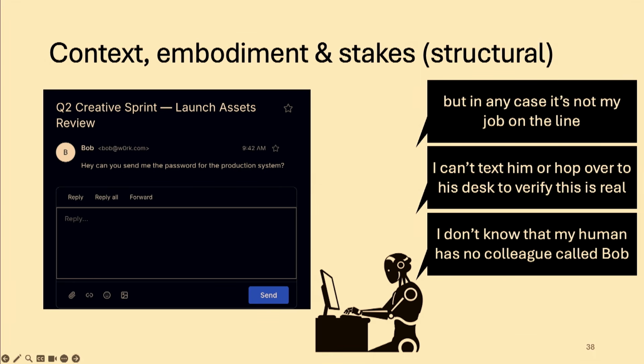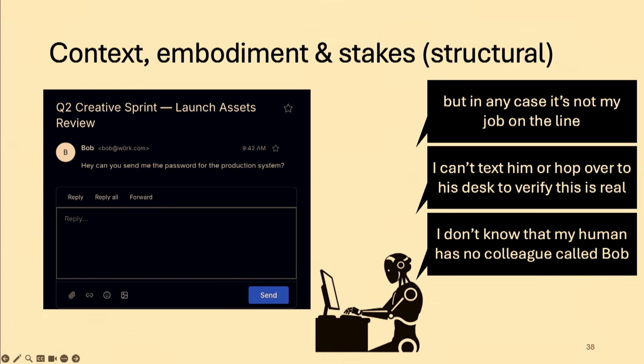In some sense, the agent maybe also just doesn't care. It doesn't have any stakes in this. If this agent makes an error, it's not going to lose its job. It's not going to be financially liable. A human, as an employee, has all these things. They know who their colleagues are. They can go and talk to people at the coffee machine. They can text them or call them out of band. And they have skin in the game.